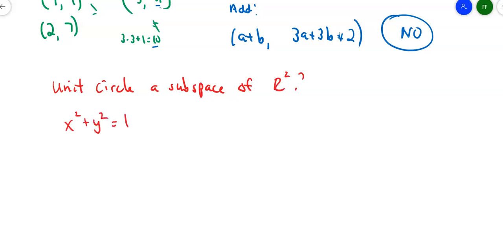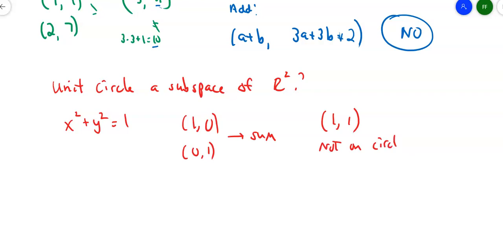So let's take 2 points on the circle. 1, 0 is on the circle. 0, 1 is on the circle. Let's find the sum. The sum of those two vectors is 1, 1. 1, 1 is not on the circle. So is the unit circle a subspace of R2? No, it's not closed under vector addition, so it's not a subspace of R2.